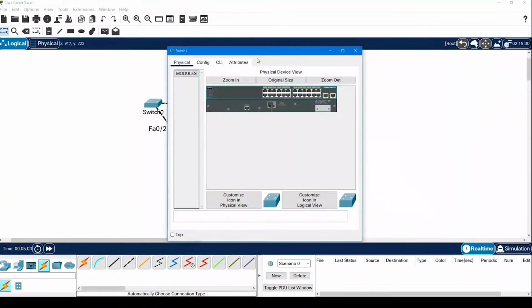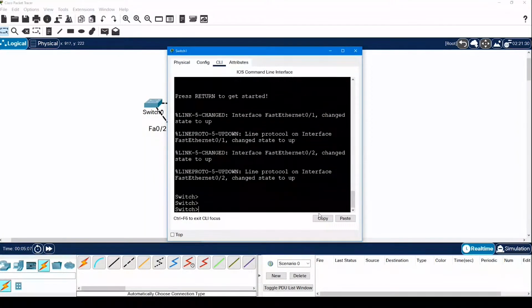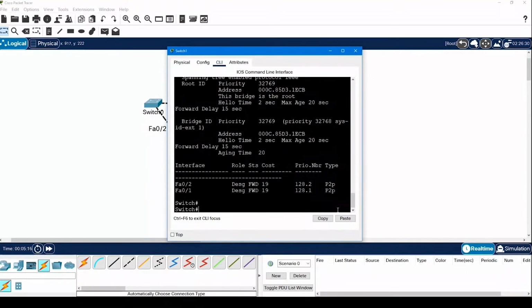Now we will move to switch 1 CLI. Then we will look into the root bridge information on this switch, and let's see if it is the same as on the local switch. We go to show spanning-tree.